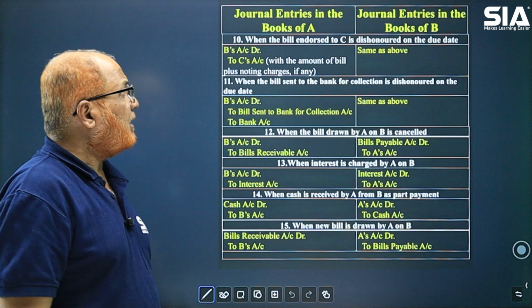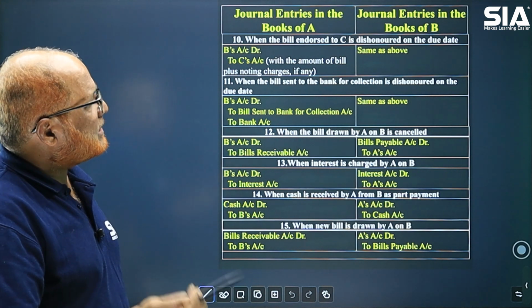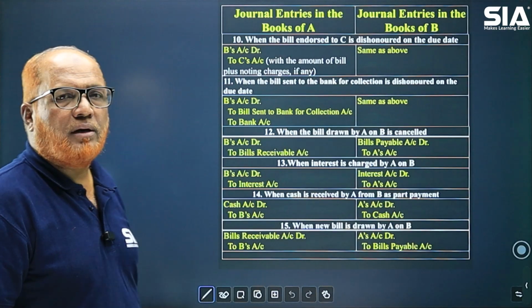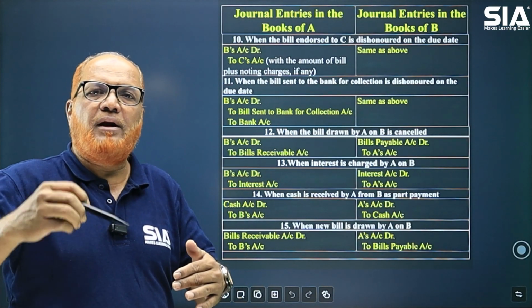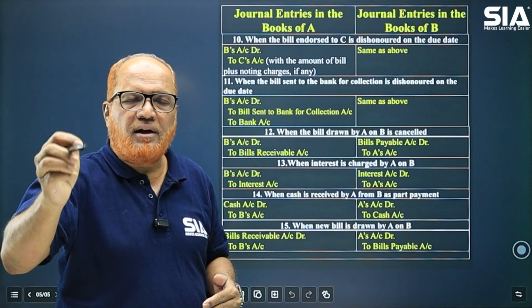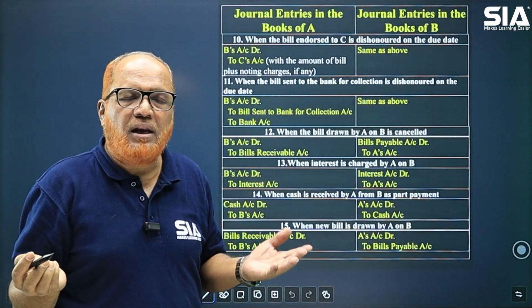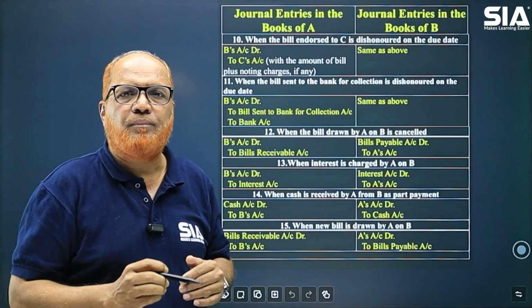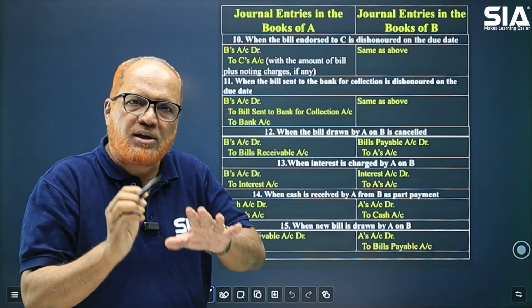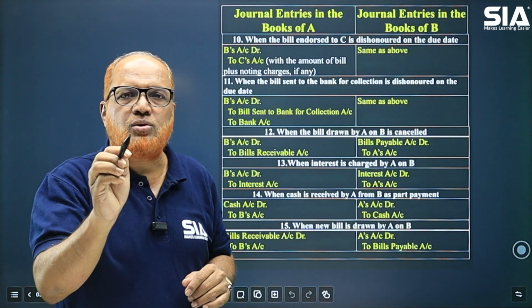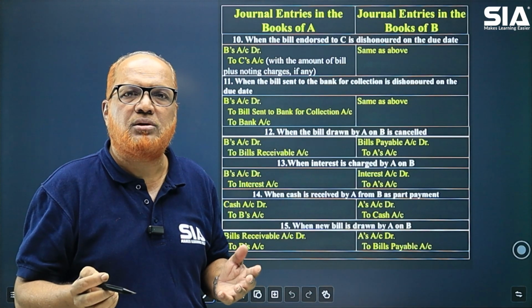Now the 10th case, when the bill endorsed to C is dishonored on the due date. That means already A has endorsed the bill to C. Now on the due date, C will present the bill to B, but B is unable to pay the amount, dishonored. Now C will pay the noting charges. Whoever is the holder has to pay noting charges. So 10,000 rupees is the bill amount, 1,000 is the noting charges, totally 11,000.